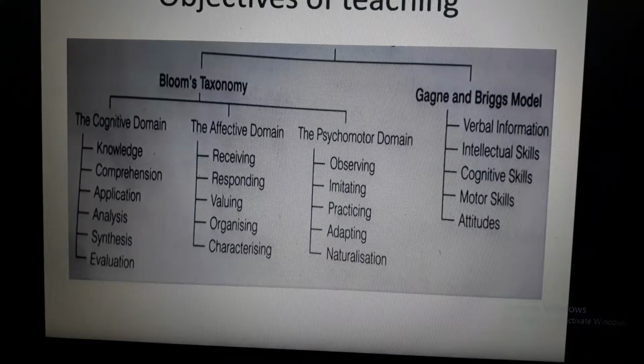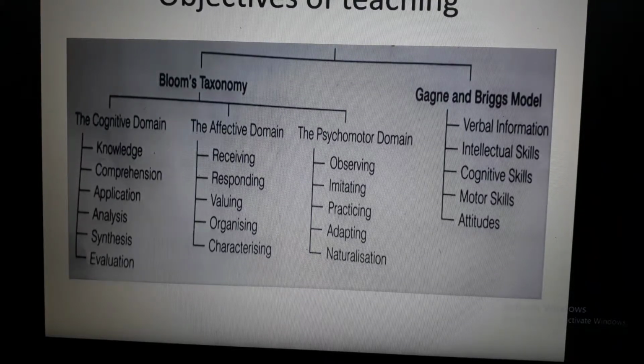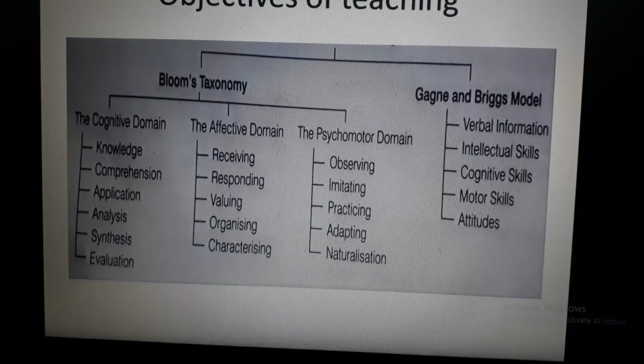And in the second, the Gagne and Briggs model, we have verbal information, intellectual skills, cognitive skills, motor skills, and attitudes. Verbal information refers to the ability to state knowledge that an individual acquires. And intellectual skills are the ability to solve problems using rules. So this is a higher level than the verbal information. It is able to solve problems, rule learning, and concept learning.